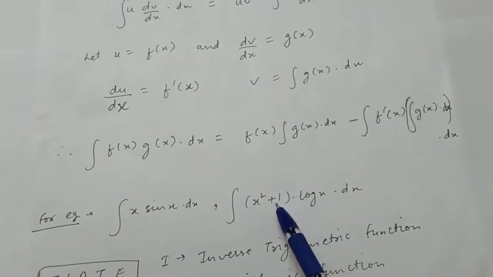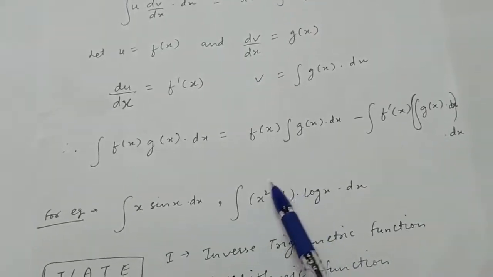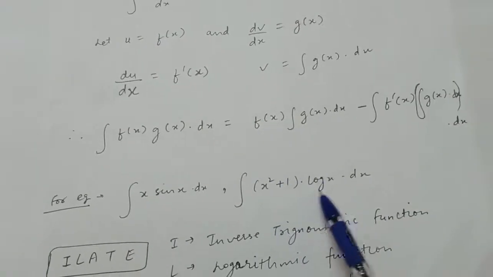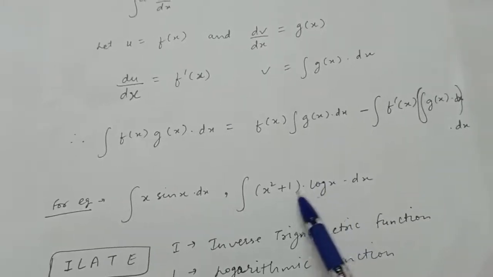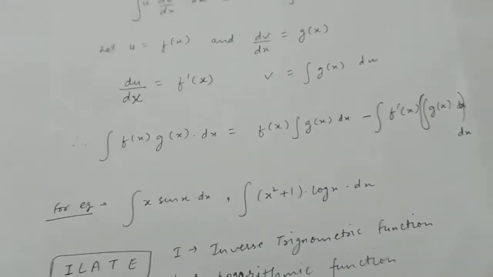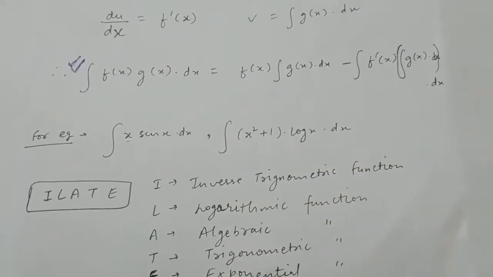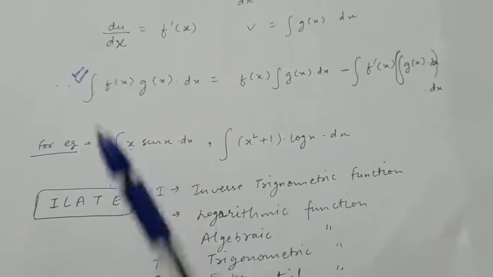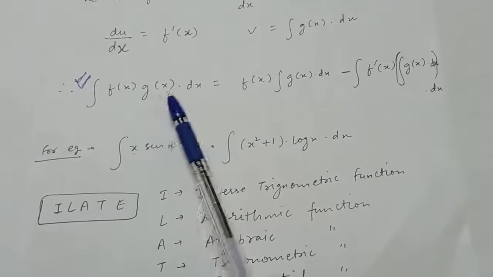If suppose they have asked to find the integral of x into sin x, then you have to decide which is to be taken as f(x) and which as g(x). If suppose this function is given, then it is the product of x square plus 1, which is an algebraic function, and log x, a logarithmic function. So you have to decide which is to be taken as the first function, that is f(x), and which as the second function, that is g(x).